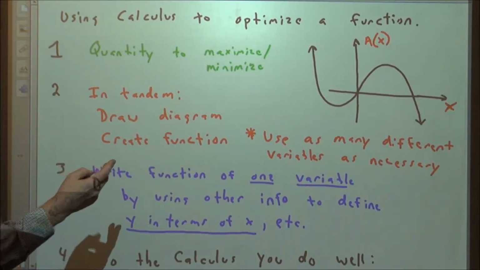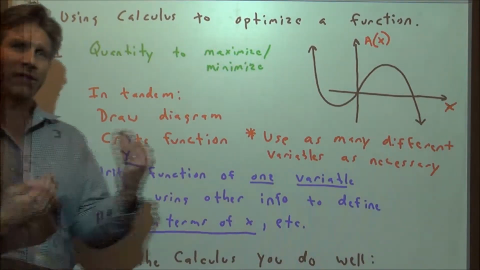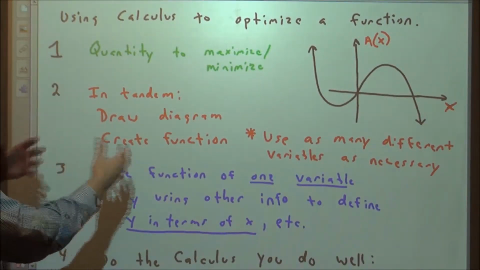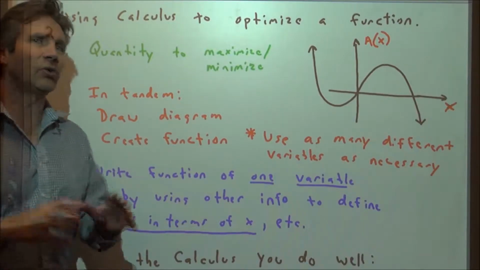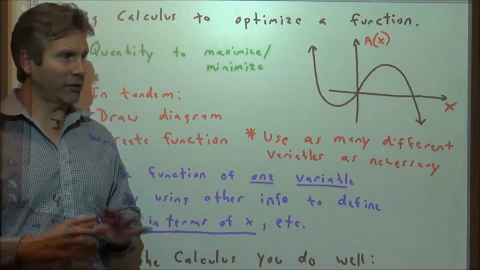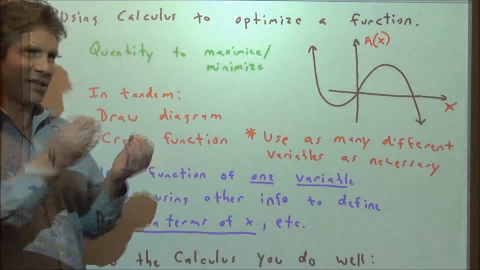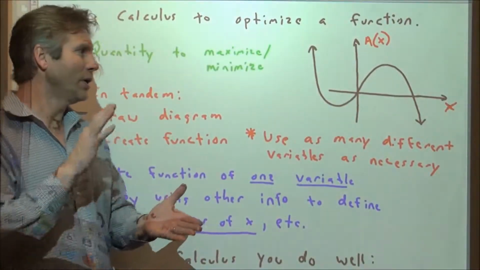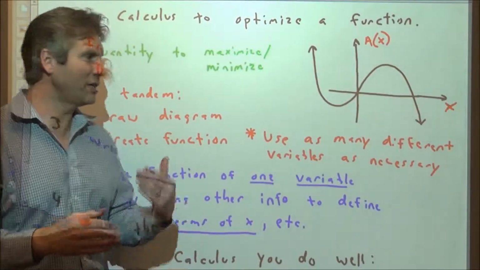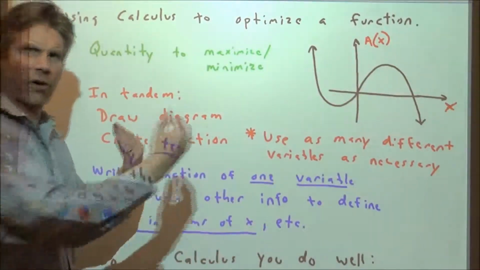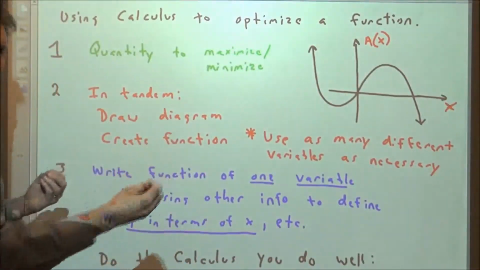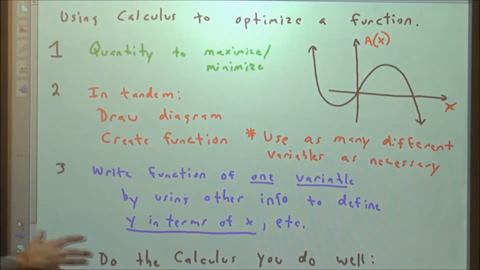Now, number 2, in tandem. So do these things simultaneously a lot of times. You're going to draw a diagram and you're going to create a function. Use as many different variables as you want. Don't worry about it. If you try to make substitutions now, it just complicates the situation. So don't do it. Use as many variables as you need to and go back and forth from drawing a diagram to get a feel for what you have and then writing the objective function. So we'll do that, but I just want to spell that out.